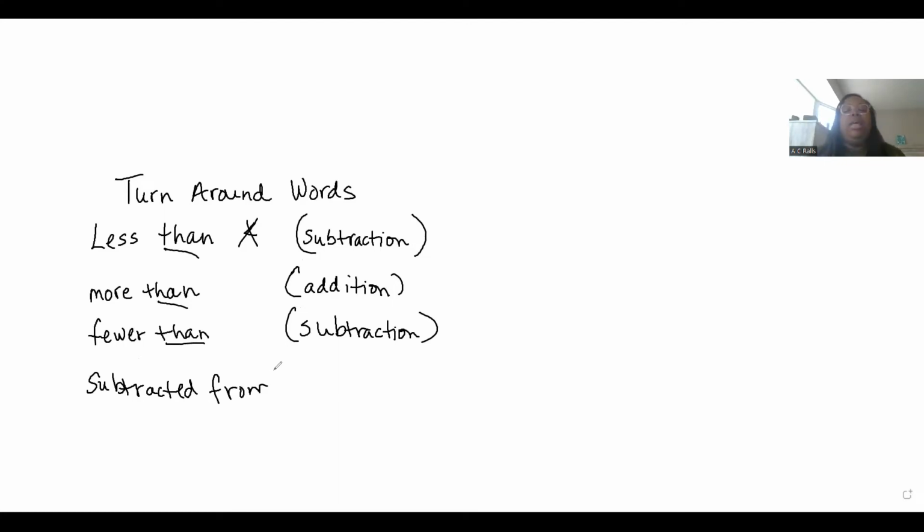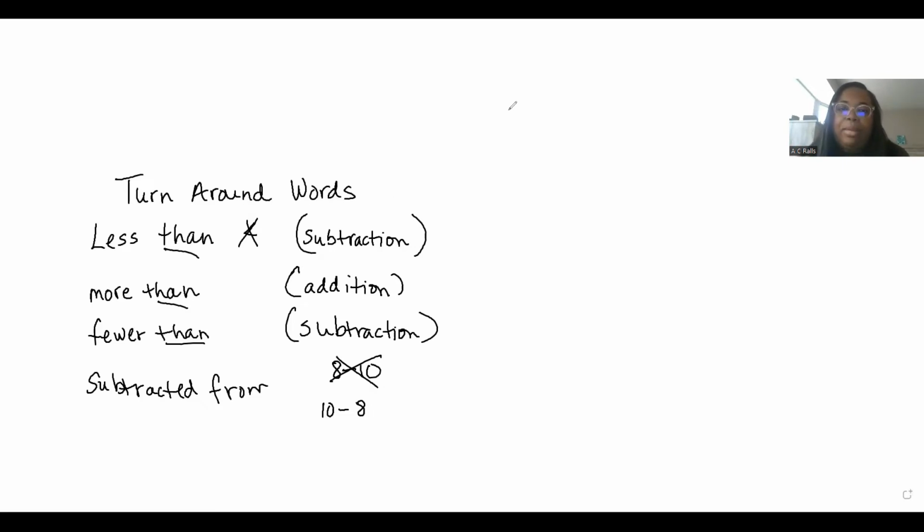Subtracted from. Now, if I say 8 subtracted from 10, you might want to say 8 subtracted from 10. Nope. 8 subtracted from 10 would be a turnaround. 10 minus 8. So these are where you want to take a little bit of a pause and really get this ingrained in your soul. These are going to make it turn around.